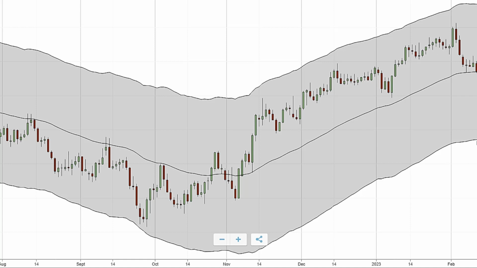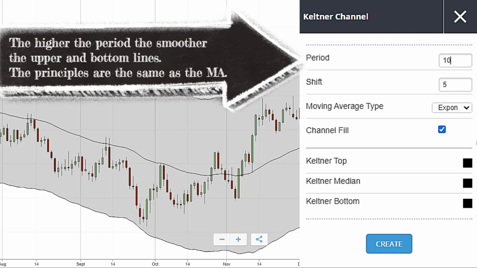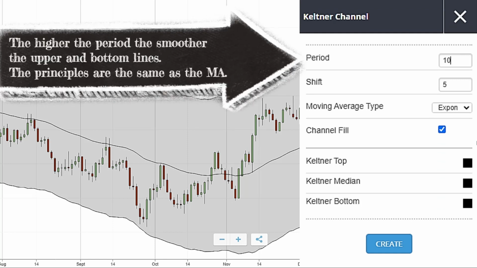I suggest not looking at them until you fully understand the concepts. The principle here is the same: movable supports and resistances. The top is a dynamic resistance, while the bottom is a dynamic support. The most commonly used settings are 2 ATR with a period of 10 for the upper and the lower lines, and an exponential moving average with a period of 20, which is the middle line.